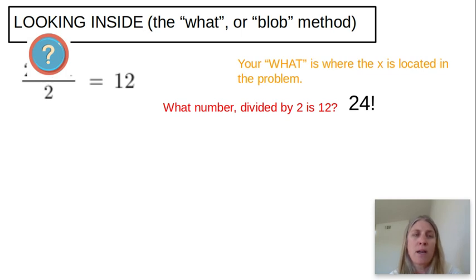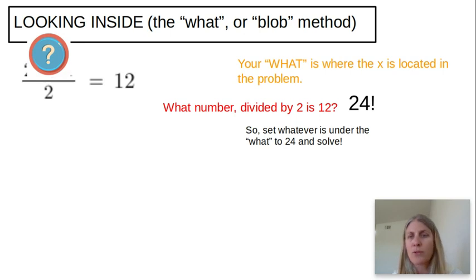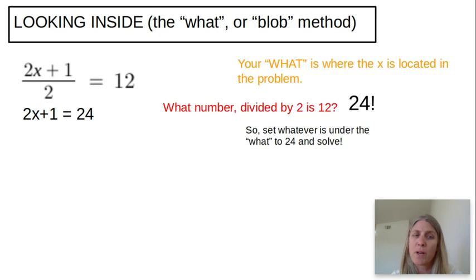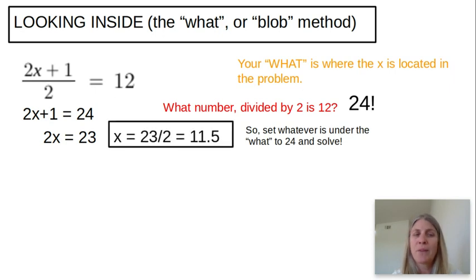So in this technique, we know that whatever is underneath that question mark is equal to 24, because that's what makes this statement true. So we set whatever's there underneath that question mark equal to 24 and solve for x. In this case, we have 2x plus 1 is equal to 24. Subtract 1 from both sides. 2x is 23. Divide both sides by 2, and we have x is equal to 11.5, or 11 and a half. And that's called the blob method.